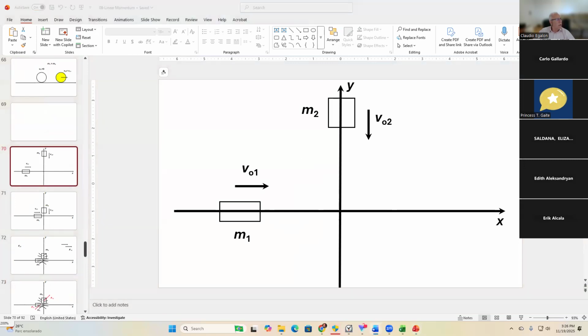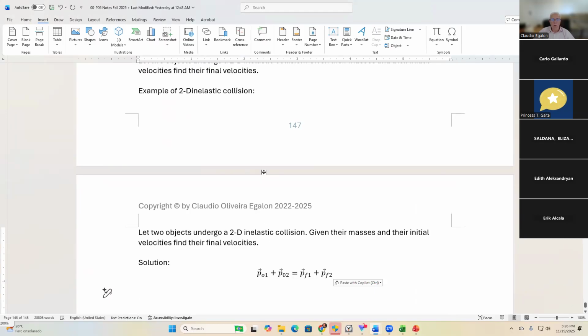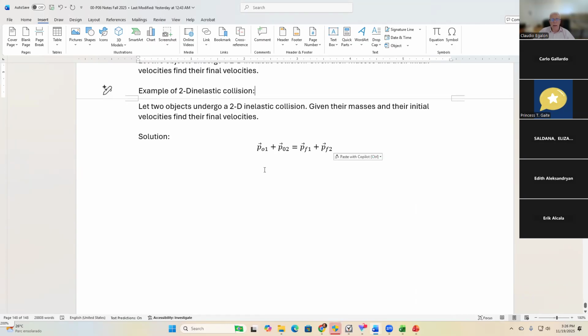Just like before, here you go, solution. First one, this one that you see right in here. Two objects undergo a 2D inelastic collision. Given their mass and their initial velocities, find their final velocities. Now, these equations here are two scalar equations. There is no need to write down the equation for the conservation of energy in the inelastic collision.